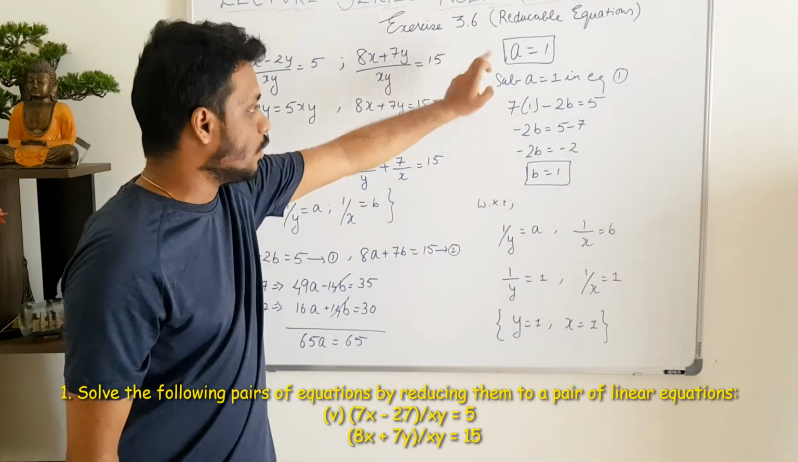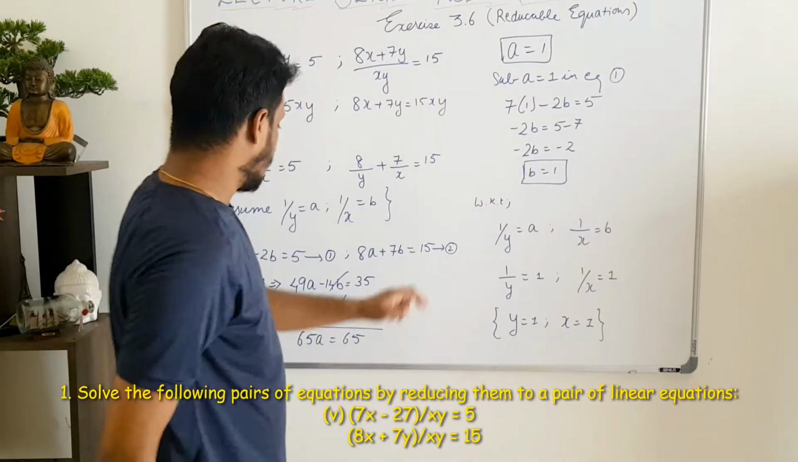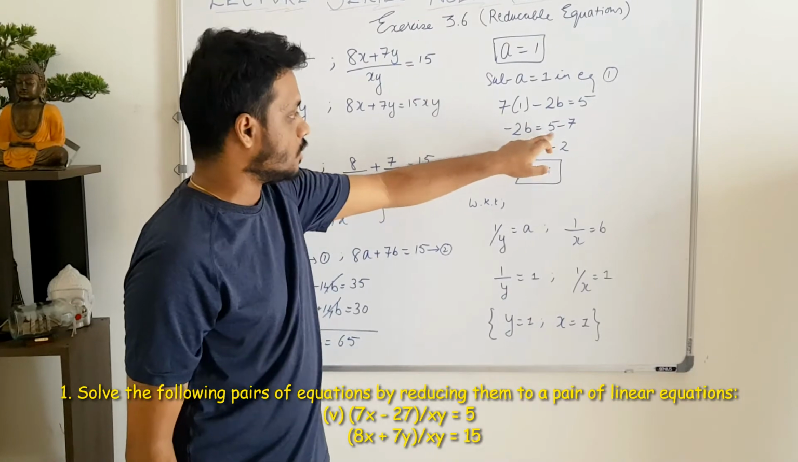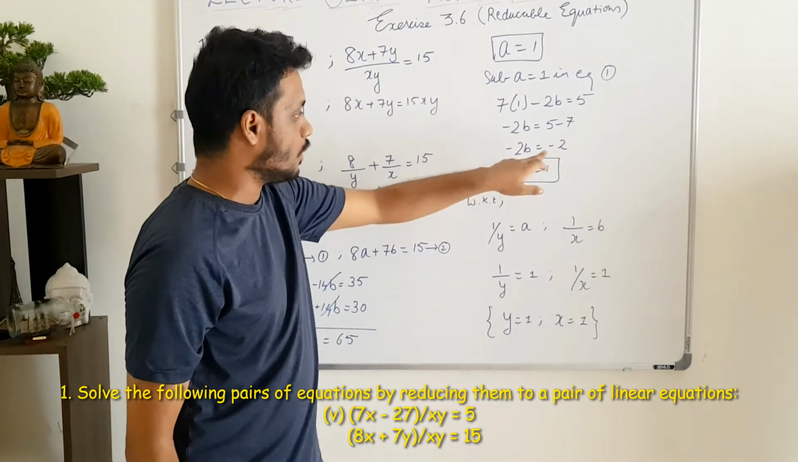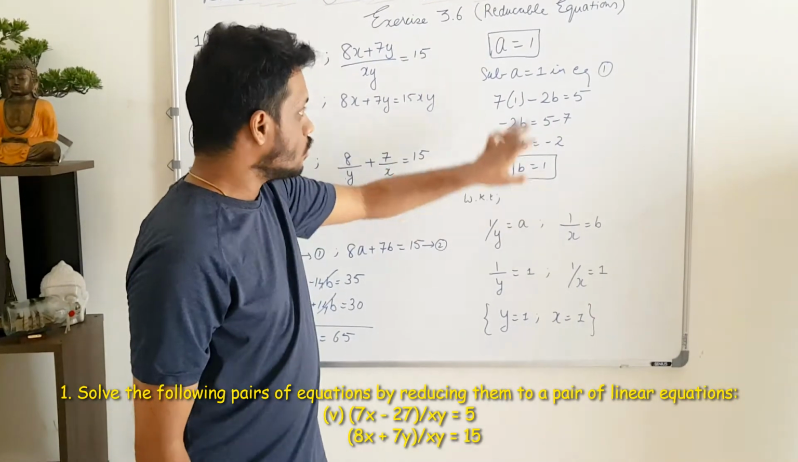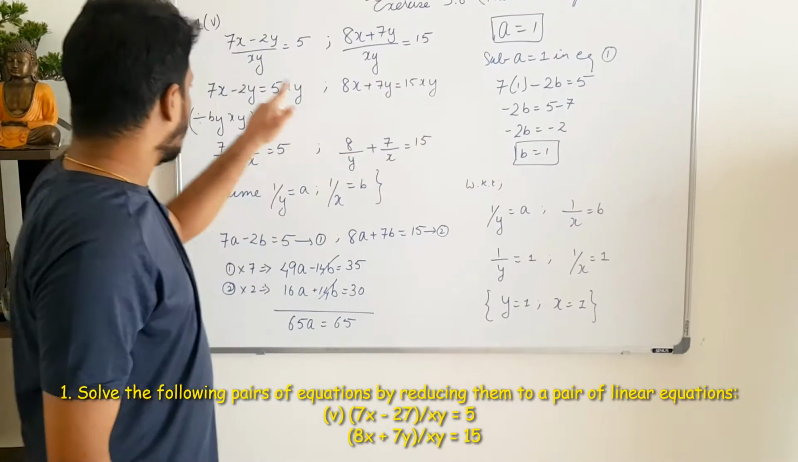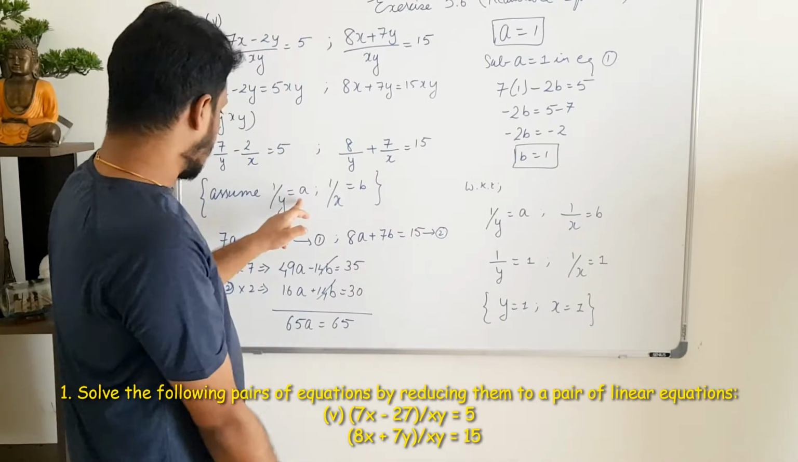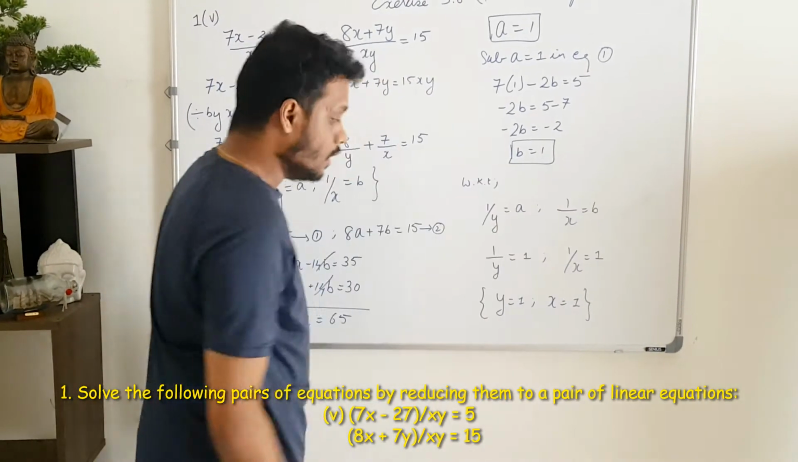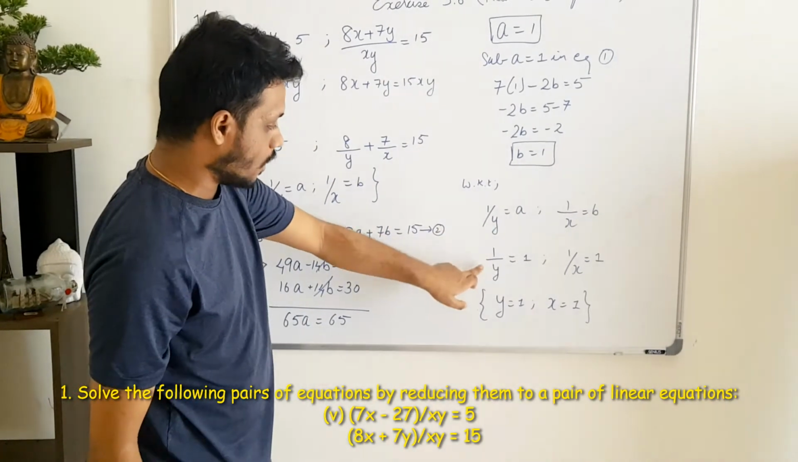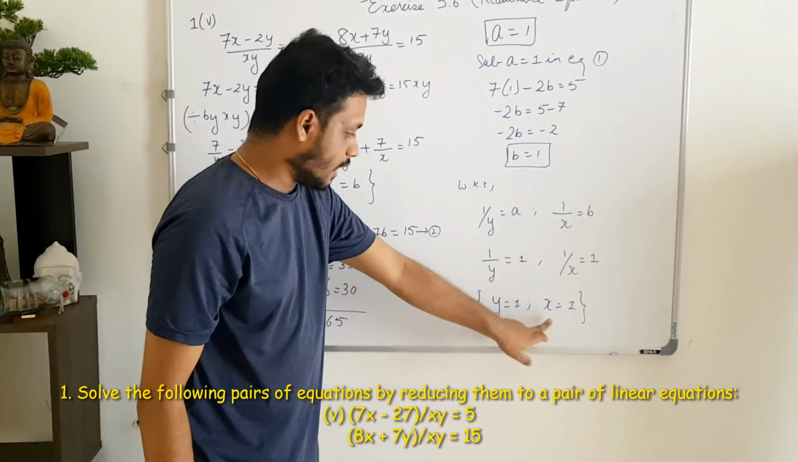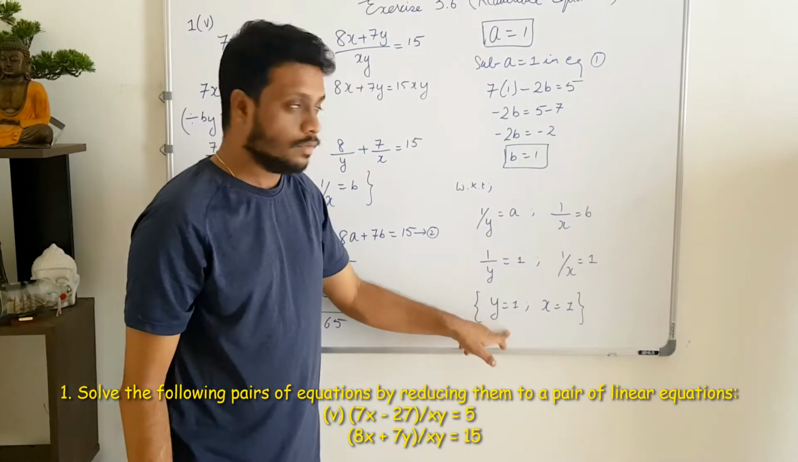After obtaining a is equal to 1, substitute that in equation 1. So I get 7 times 1 minus 2b equal to 5, minus 2b is equal to 5 minus 7, or minus 2b equal to minus 2, b would be 1. So now we obtain the value of a and b, but we need to get the value of x and y as per the equation. We know that 1 by y was assumed as a and 1 by x was assumed as b. So we just equate the values here. So 1 by y would be 1 and 1 by x also would be 1. On cross multiplying, I get x is equal to 1 and y is equal to 1, which is the solution for this equation.